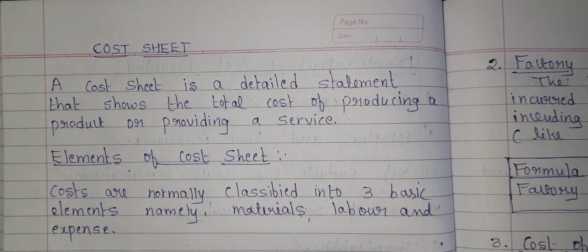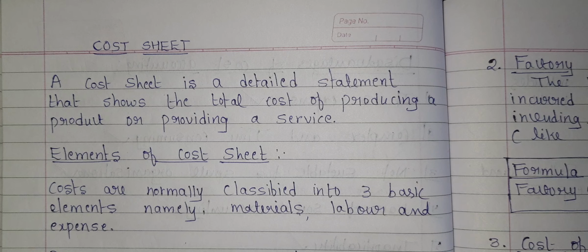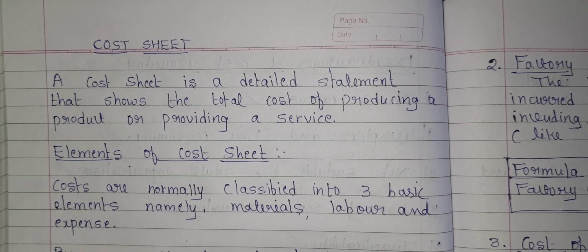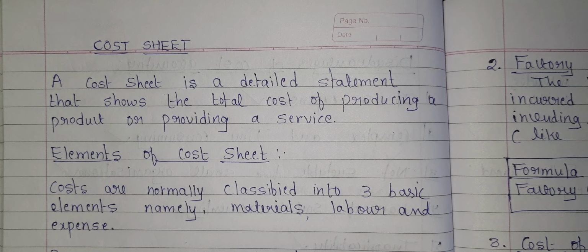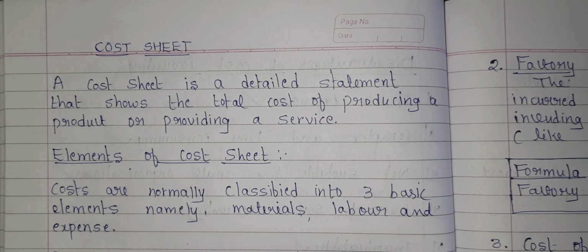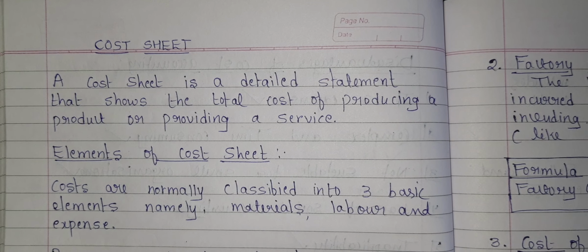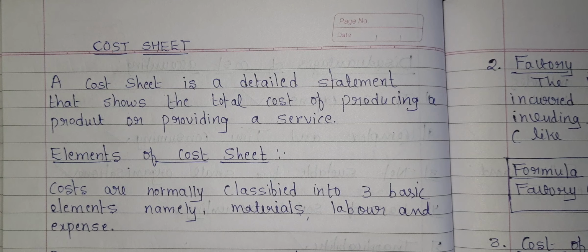To understand their cost, the cost sheet provides the total cost of producing a product or providing a service. The cost sheet breaks down the total cost into different categories such as direct materials, direct labor and overheads. Total cost includes direct materials, direct labor and overheads or expenses.